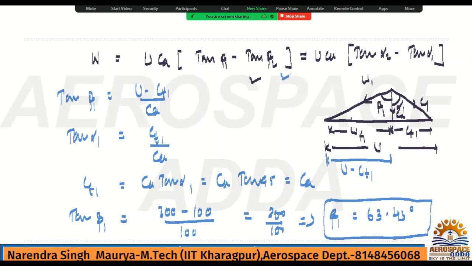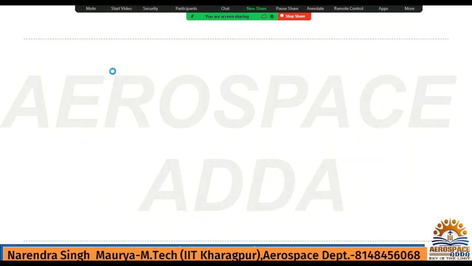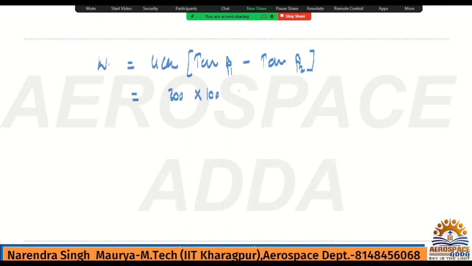Now here you can keep this value. So what is W? W is nothing but U CA into tan beta 1 plus tan beta 2. See here, work done factor they have not given. If they have given it to you, you need to use that. U is 300, CA is 100 in bracket. Tan beta 1 just now you have calculated, it is 63.43. Tan beta 2 is 45 degree. You just solve it, you will get it.